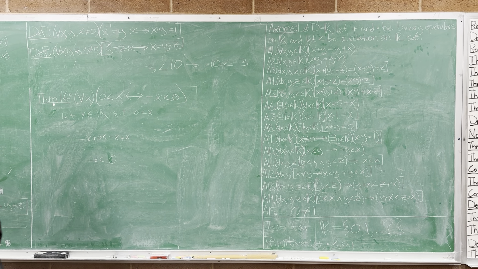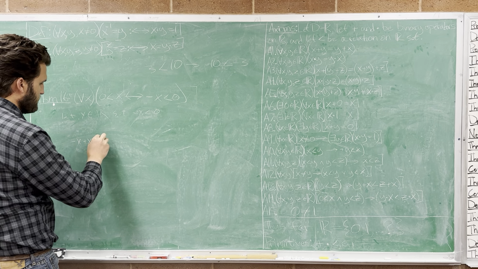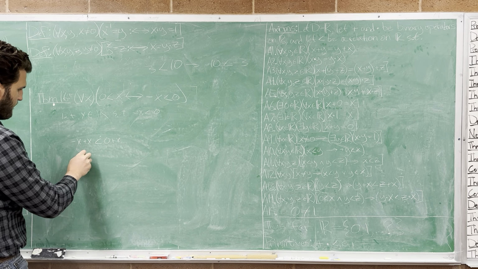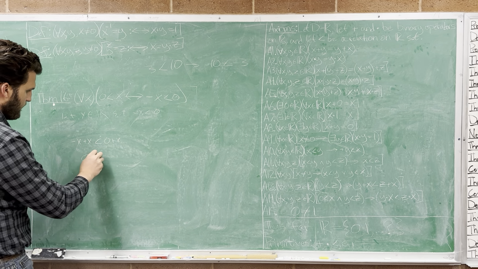So if you had instead known that negative x was less than 0, I kind of just want to add x to both sides. Yep. Okay, perfect. That was easy.